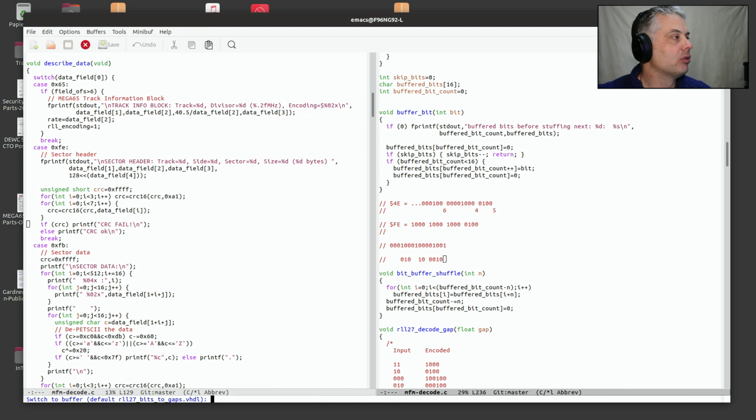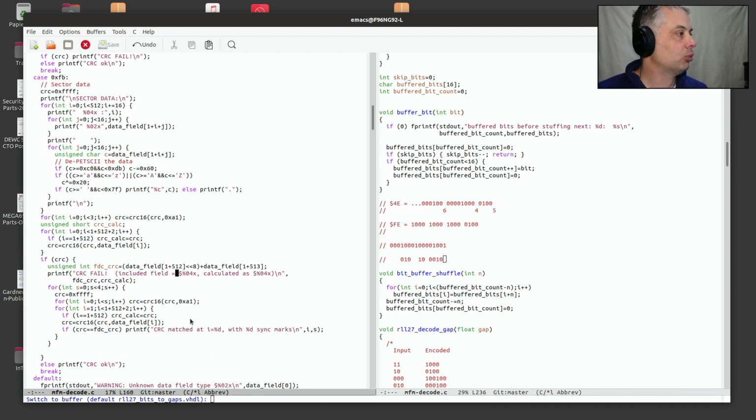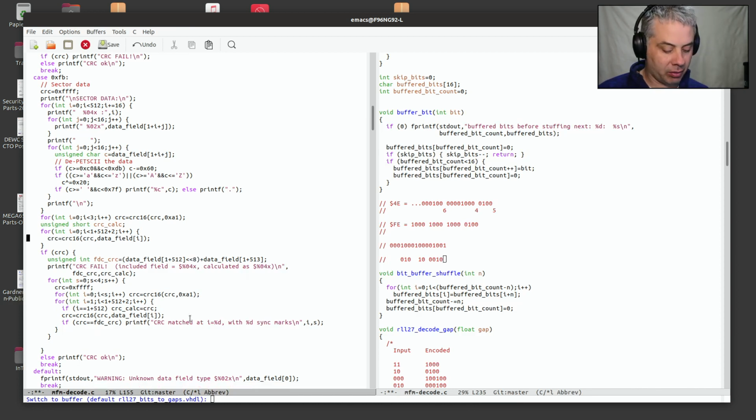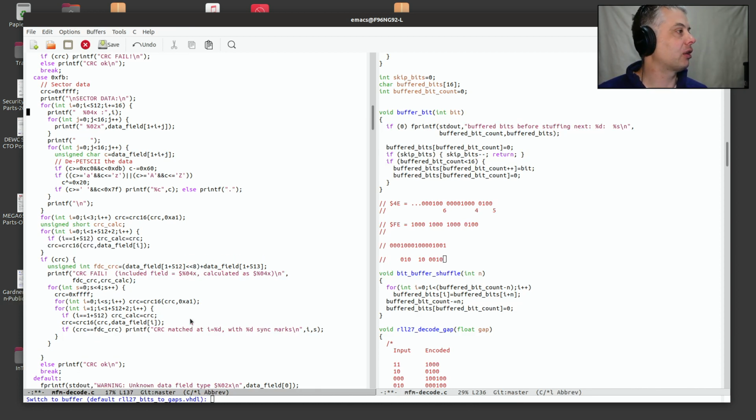So the trick will be to work out what the expected CRC is, which I do for the data field one, right? Yeah, that's right. So you have to pull out the calculated CRC 2 ticks early.